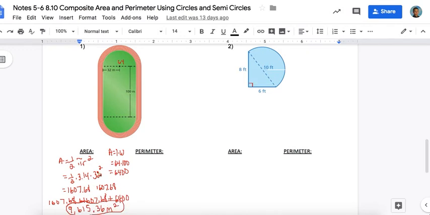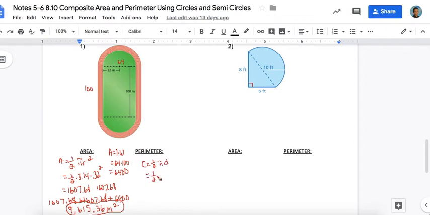Now let's look at the perimeter. Now we want to count the sides, so we're going to have to use circumference here. So 1, we got this, 2, 3, and 4. And if this is 100, we know that this is also 100. Now we need to calculate the circumference of a semicircle. Remember, circumference of a circle is pi times d. Since we have a semicircle, it's 1/2 pi times d.